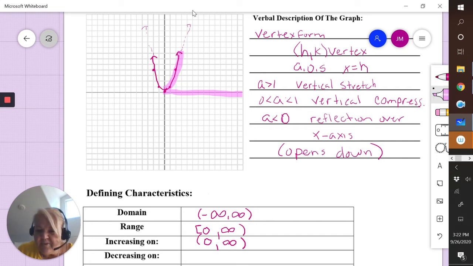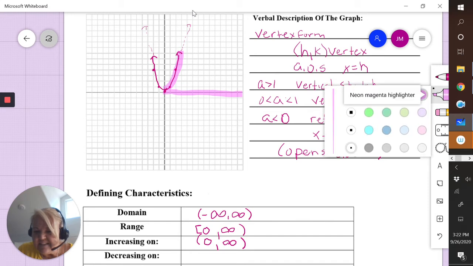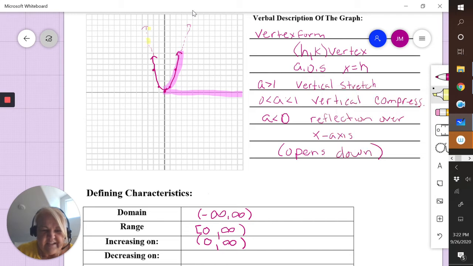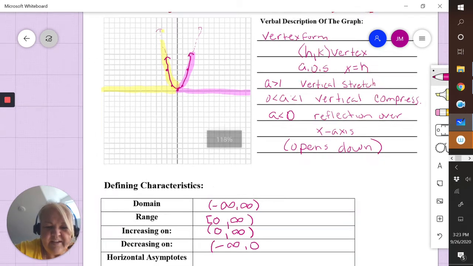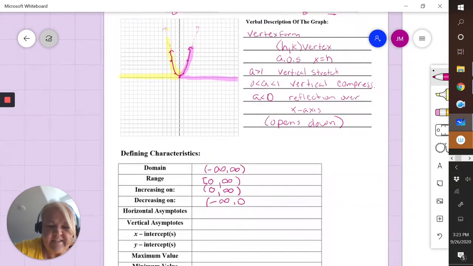So where is this decreasing? It's decreasing, if you read from left to right, it's decreasing here. So what x values from left to right are represented there? And those x values start at negative infinity and go to 0. And again, I do not include the vertex. Okay, I'm going to shrink us down here a little bit so we can see. And again, oops, put a bracket there.